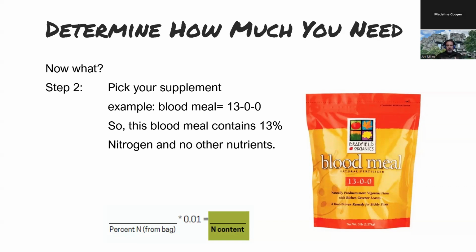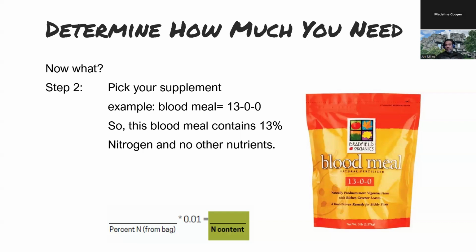We're choosing blood meal here, but blood meal is made out of dried blood. So if you're a vegan, you may not want to use blood meal. Maybe you want to use something else. Blood meal is actually a fairly decent product. It's fast acting, and it's a repurposed waste product. It's 13% nitrogen.